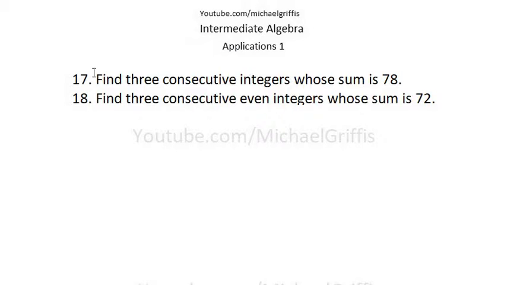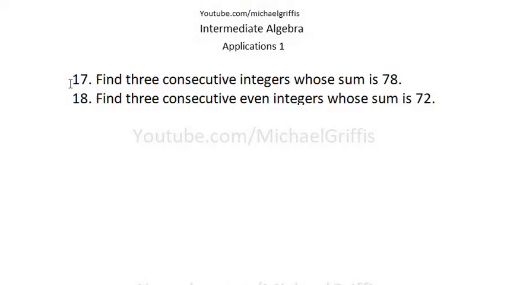Okay, in these two application problems, 17 and 18, we'll be looking at finding three numbers. Let's look at 17. Find three consecutive integers whose sum is 78. Here's an example of three consecutive integers, 56, 57, 58. If you sum them all together, they're going to sum to some number, not 78 in this particular case.